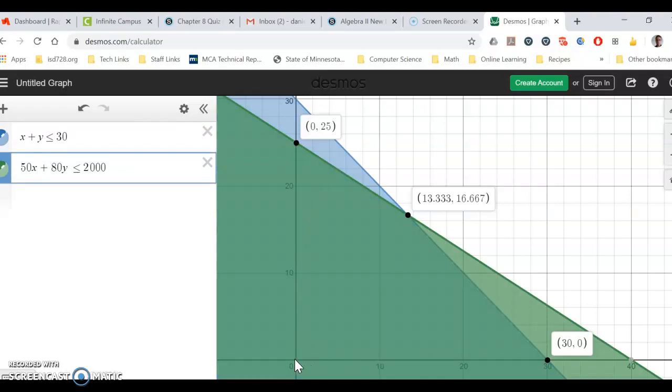Technically 0, 0 is a vertex also because we're not going into negatives. It really doesn't matter too much, because you're not going to make any profit if you do 0 of each. It would fit these constraints, but it wouldn't make any profit. When I list my vertices, I'm going to round this one to 13 and 16, because I don't want to go over, so I'm going to round those down. We're going to list them out and figure out which one is the highest profit.